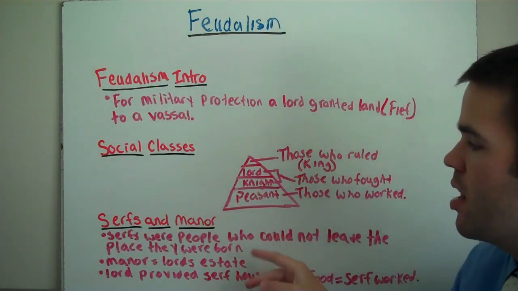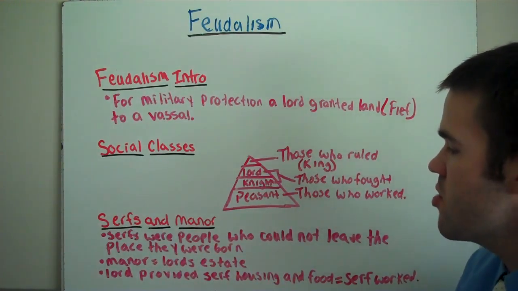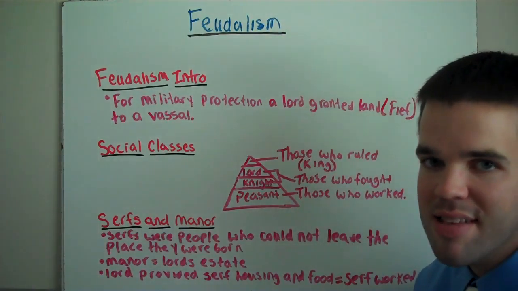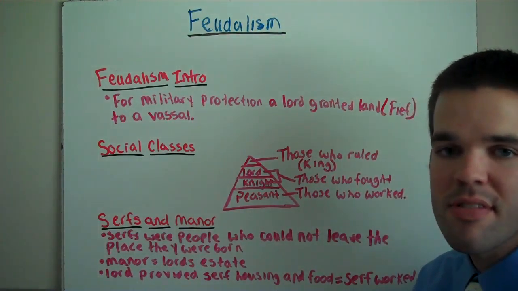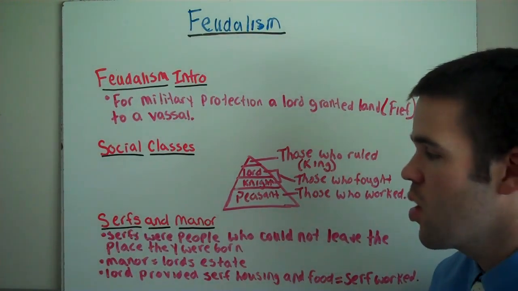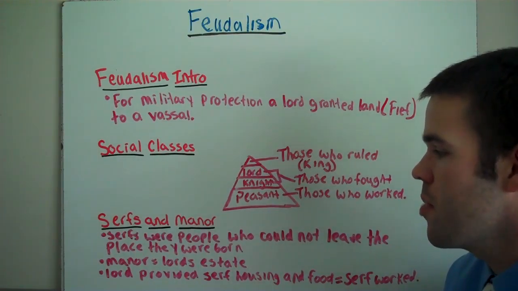Let's wrap up today's lesson with serfs and manors. Serfs were people who could not leave the place they were born. They were not slaves though. The general definition of a slave is a person who can be bought and or sold. A serf could not be bought, nor could they be sold.